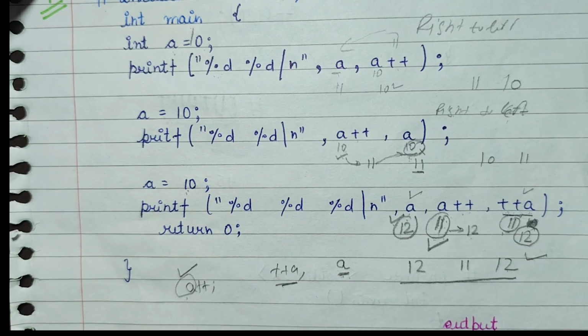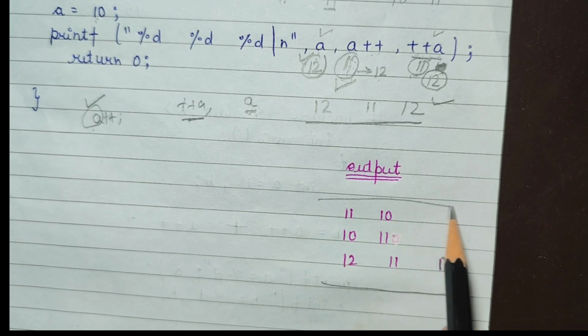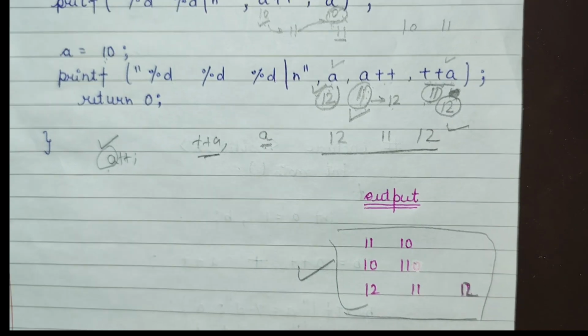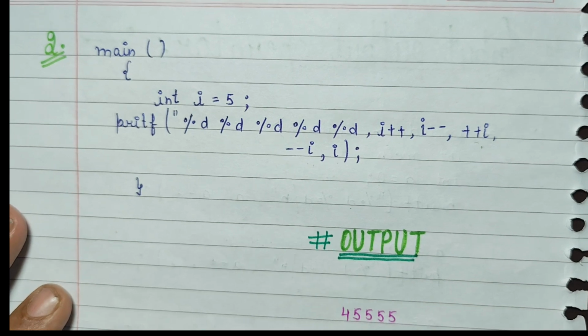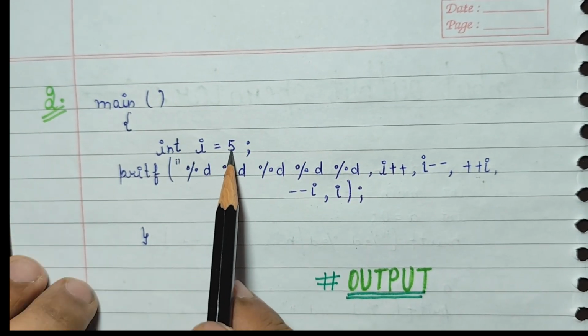So I hope all of you are clear, and this is our final output for this problem. Now we move to the next problem, where i is equal to 5.